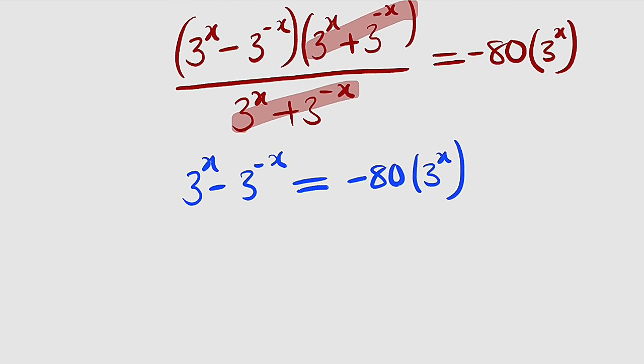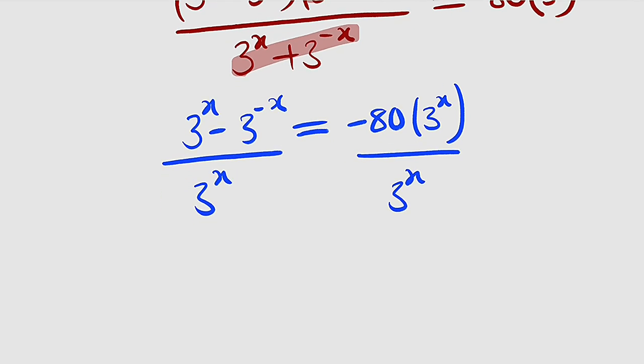Now we can divide both sides by 3 to the power of x in order to clear this 3 to the power of x. So you divide this by 3 to the power of x, and you divide this by 3 to the power of x. Let's start from the left hand side. This will go into this one time because you're dividing the two terms. We have 1, then minus.